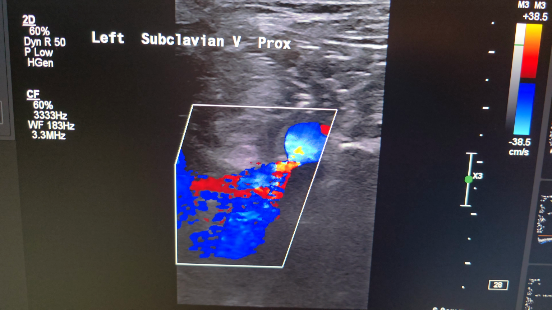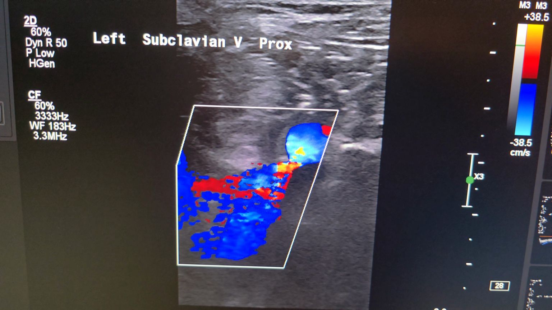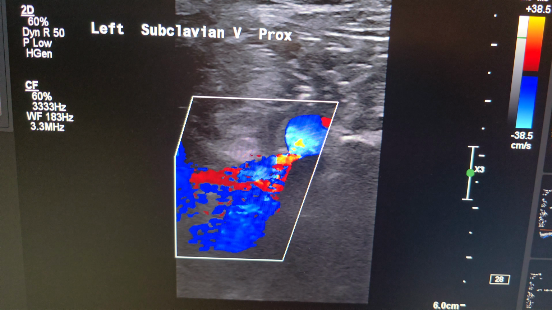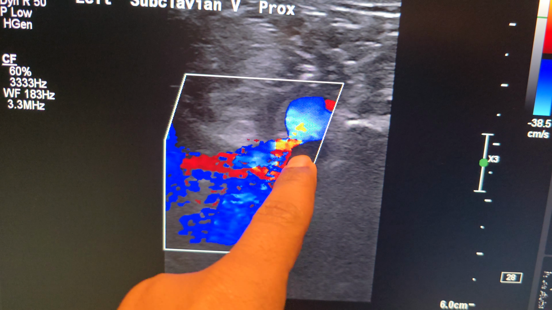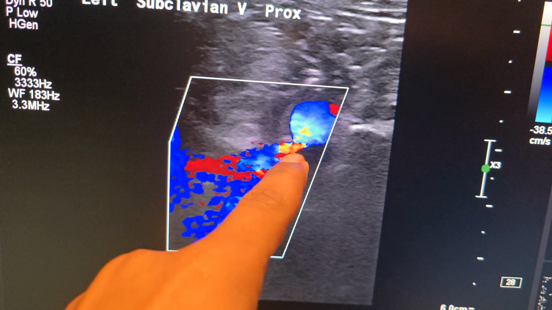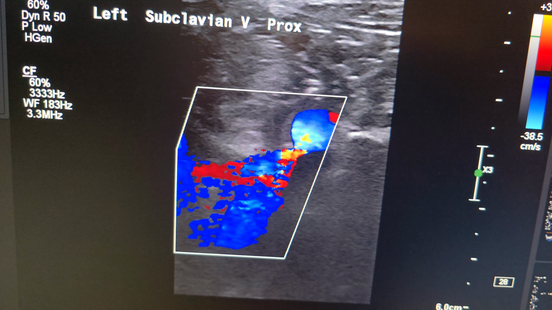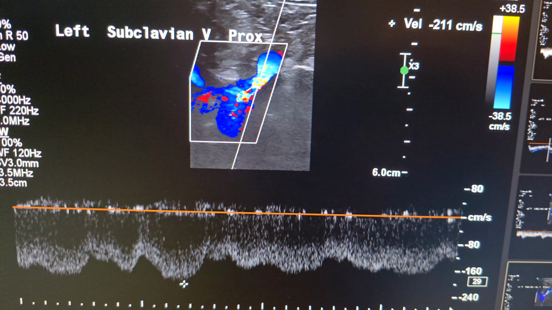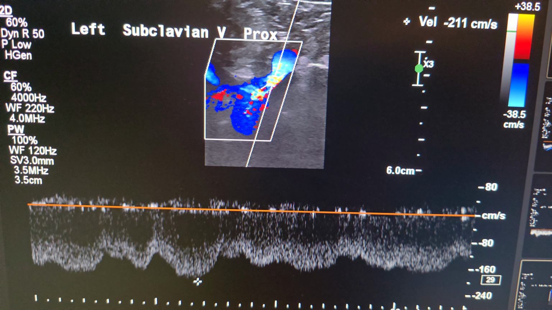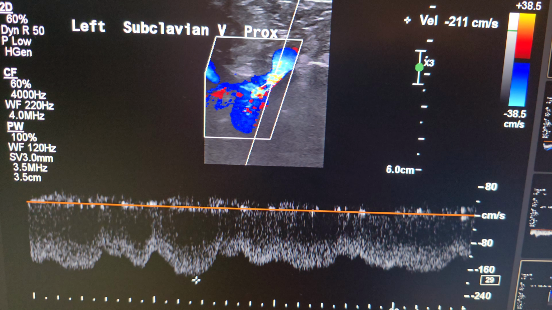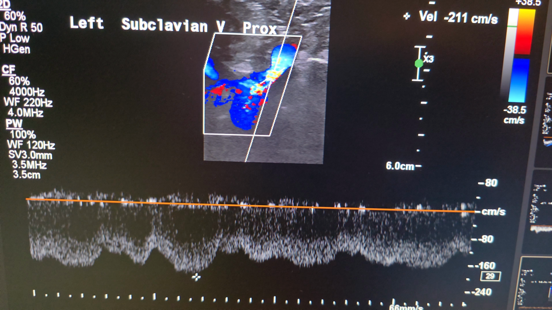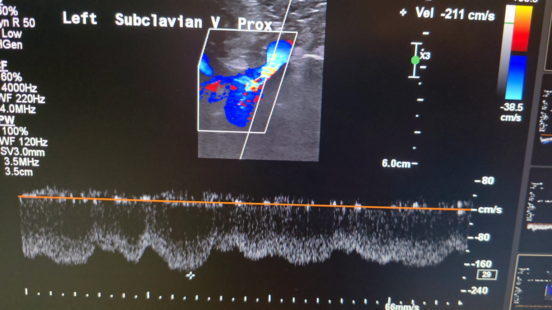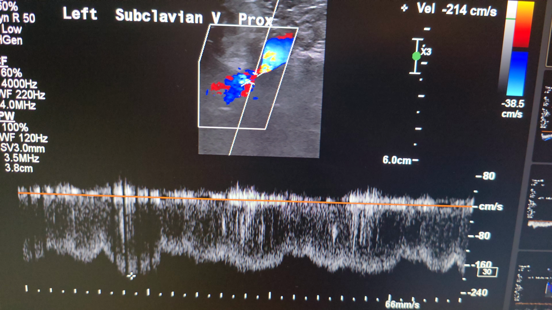Now when we scan the subclavian vein more proximal toward the junction with the internal jugular vein, we can see here we have narrowing, and the velocity for sure will be high. When we measure the velocity it is 211. Actually the ratio was 2.6, suggesting also mild stenosis at the proximal subclavian vein, just near the junction with the jugular vein.